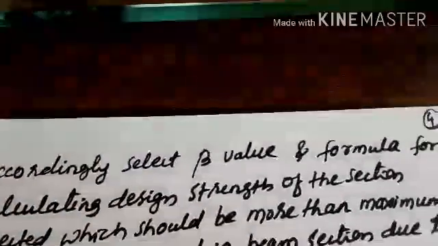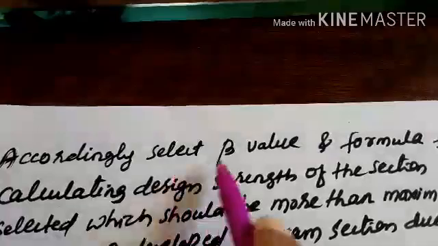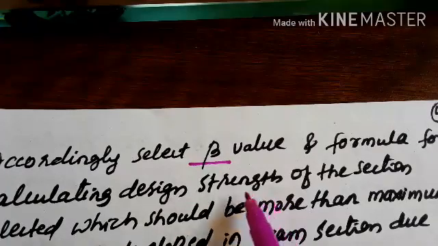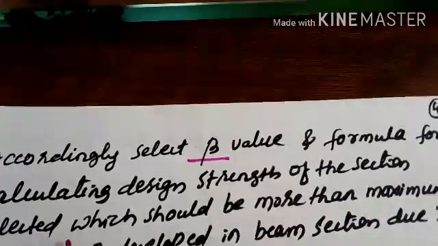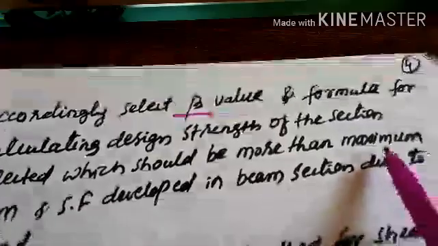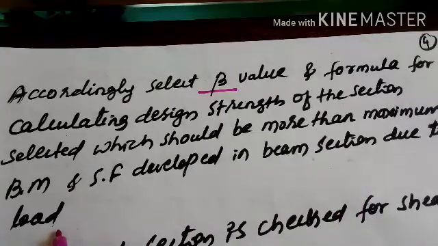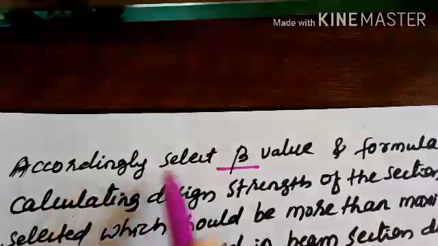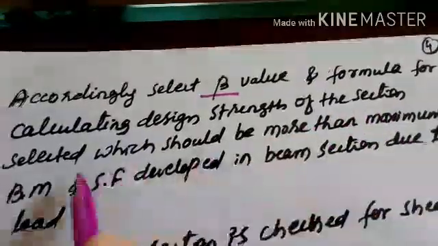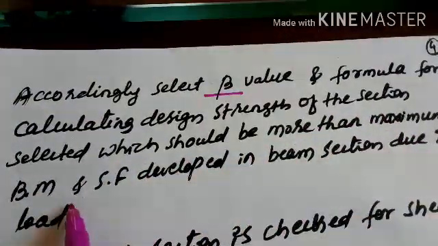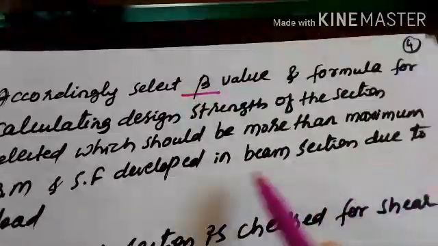Then once you have classified the section, accordingly select a value of beta and the formula for calculating the design strength of the section selected, which should be more than the maximum bending moment and shear force developed in a beam section due to load. Okay, so whatever section you classify, based on that you have to choose the value of beta and the formula for calculating the design strength of the section selected, which should be more than the maximum bending moment and shear force developed in a beam section due to load.